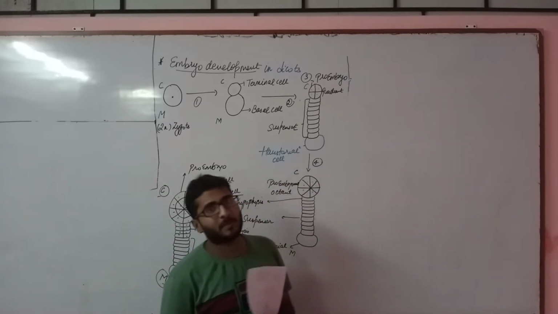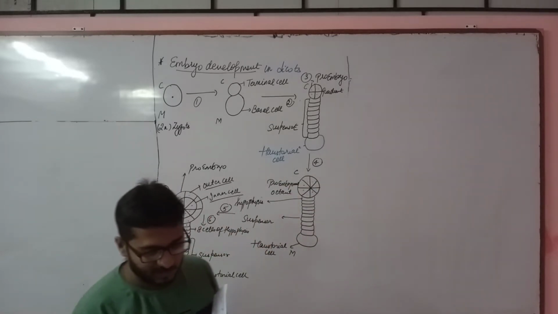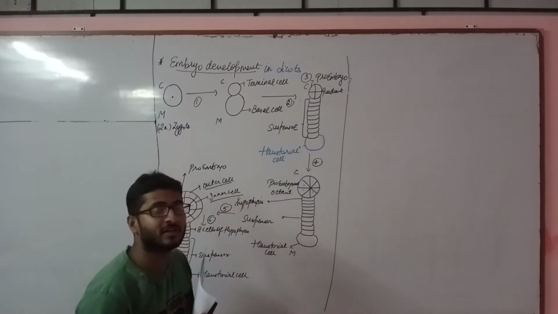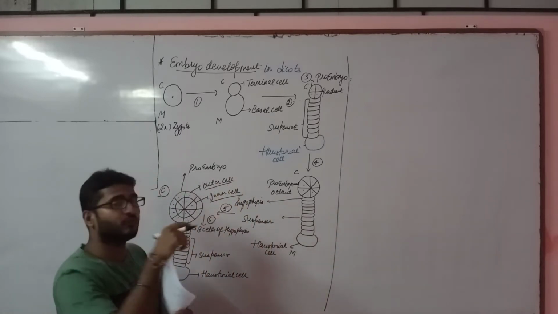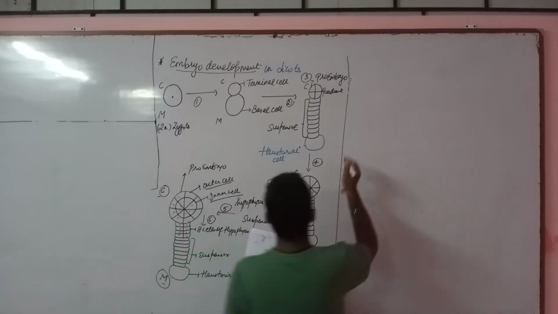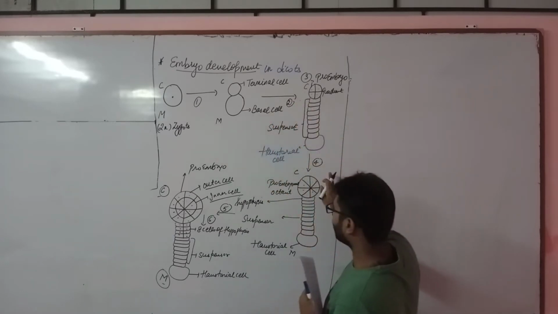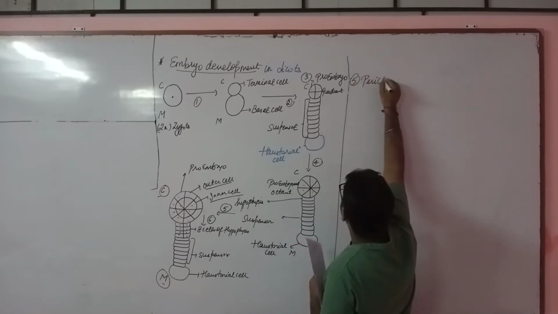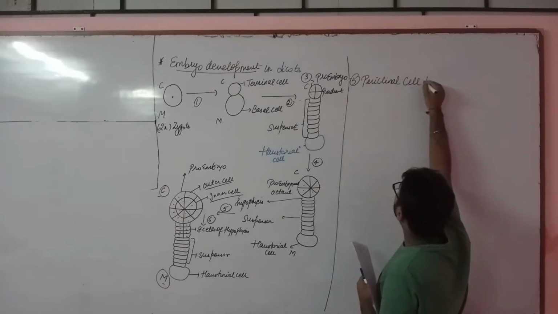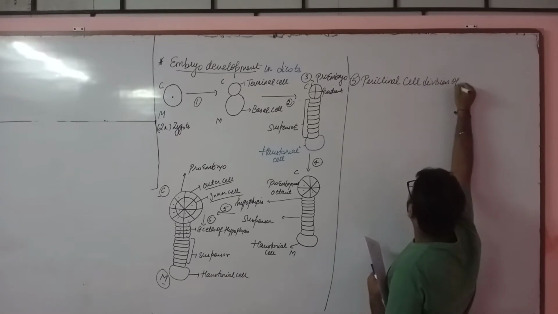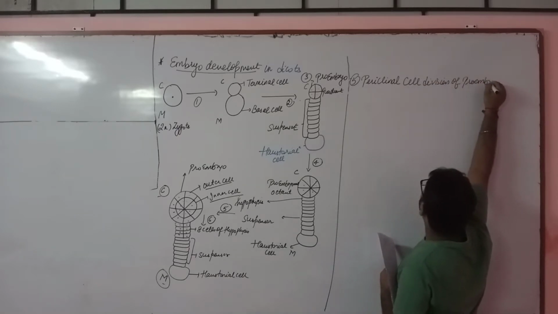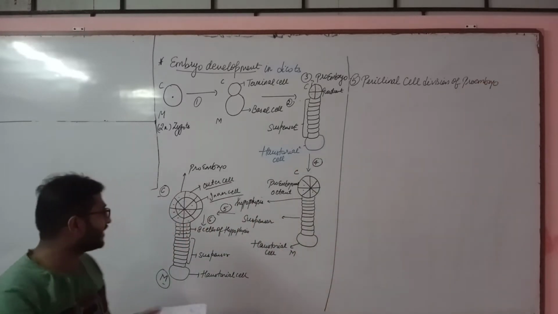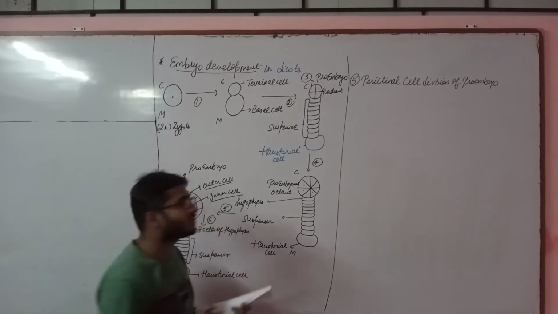Now, in the fifth step, the pericranial division of the pro-embryo takes place to form a 16 cell structure, and this division is taking place in such a manner that the embryo will receive one outer cell and one inner cell. So this is the first, second, third, fourth and fifth. So the fifth step is pericranial cell division of pro-embryo, and this pericranial cell division takes place in such a manner that one outer cell and one inner cell is formed.